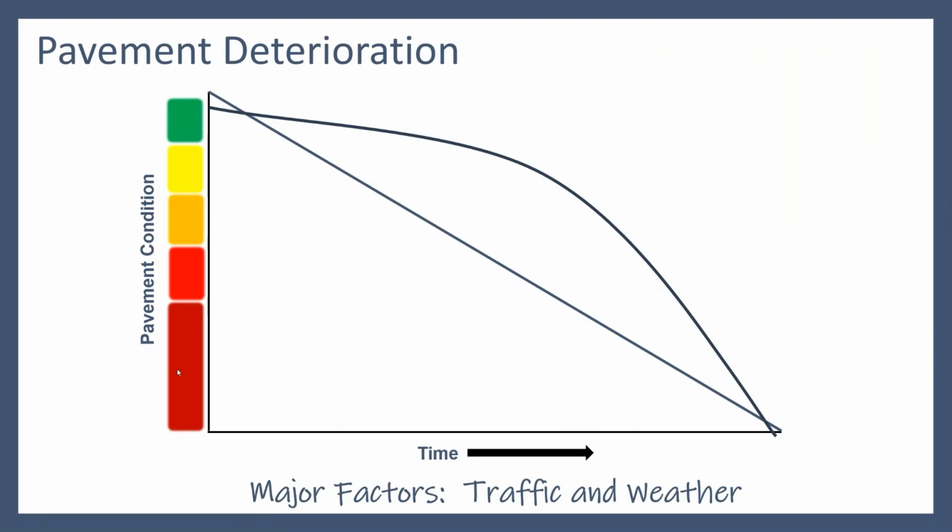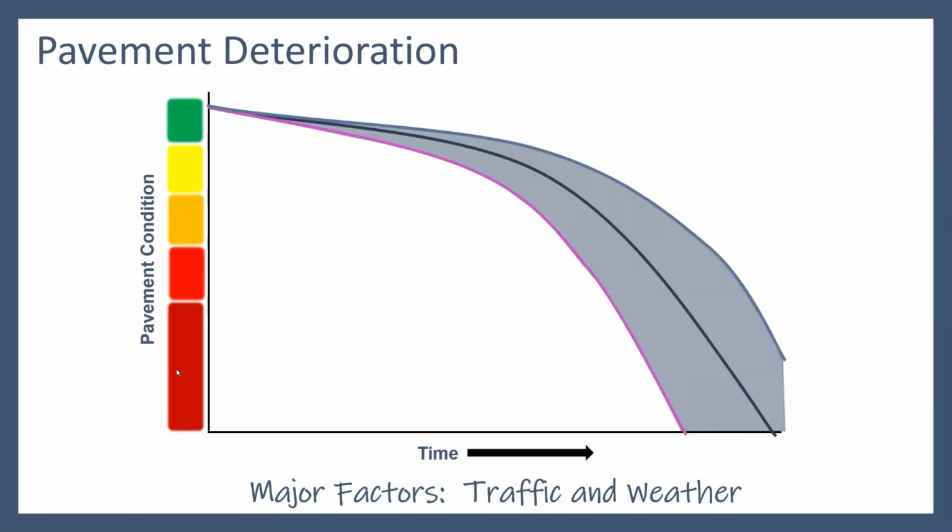So we see that over time, this does change. In reality, that curve is not the same for every road. So if we talk about all the roads in our network, they don't all have the same curve. That probably might fall into some sort of a band, but especially as you get down into the poorer conditions, that band is going to get wider.